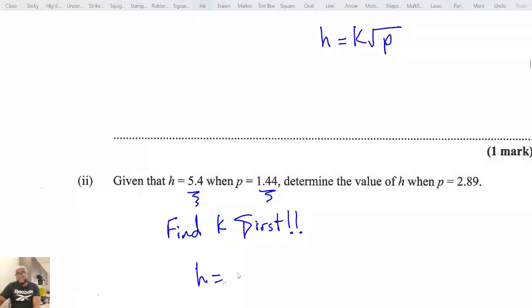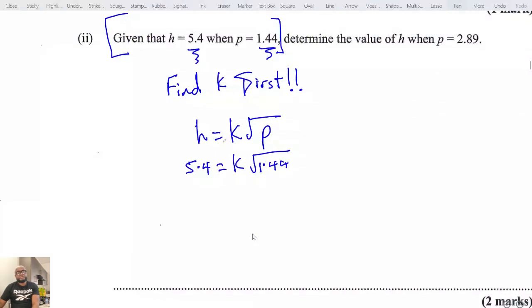So H would be equal to K times the square root of P. Let's plug in. Instead of putting H, what do I put here? Excellent. Is equal to K times the square root of, instead of putting P, what do I put? 1.44, because they said, given that H is this, when P is this. This is the first part of the question, and this is what we're going to use in order to find K.